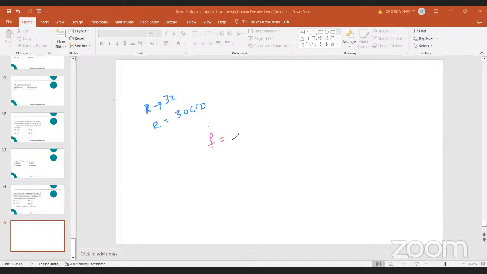Half the value of the radius of curvature, that is minus 15 centimeter. If I consider the position, that is the object distance, as x, since it is concave, it comes as minus x. The magnification should be 3 times of that. So what is the formula for magnification of a mirror? It is minus v divided by u.